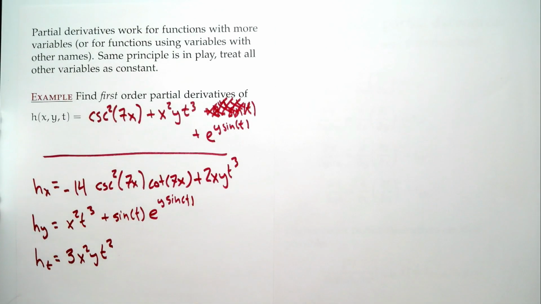Derivative of e to the power y sine of t with respect to t. What is it? E to the y sine t times cosine t. Okay, so it's e to the y sine of t. And what does it get multiplied by down below? Y cosine t. Yeah, so the derivative of y times sine of t is y times cosine of t, when I'm taking the derivative with respect to t.